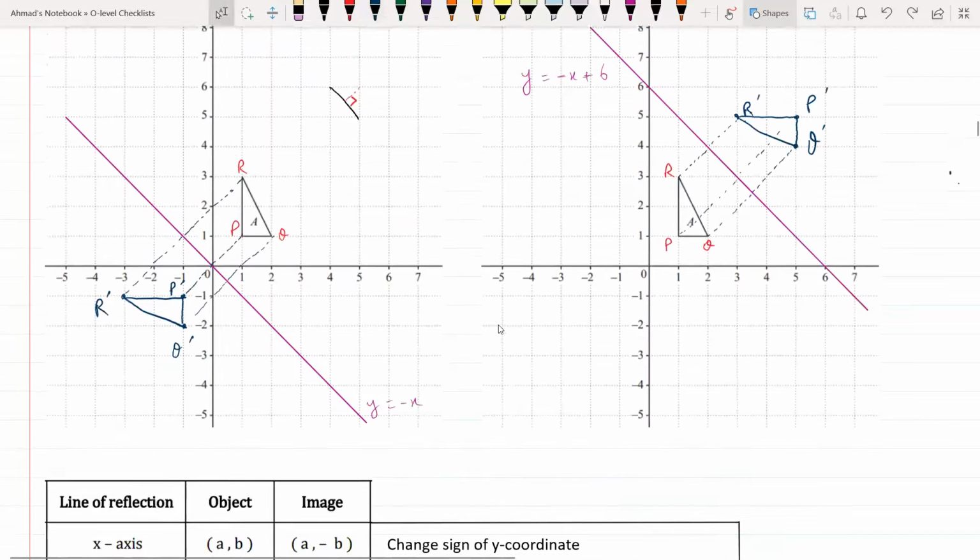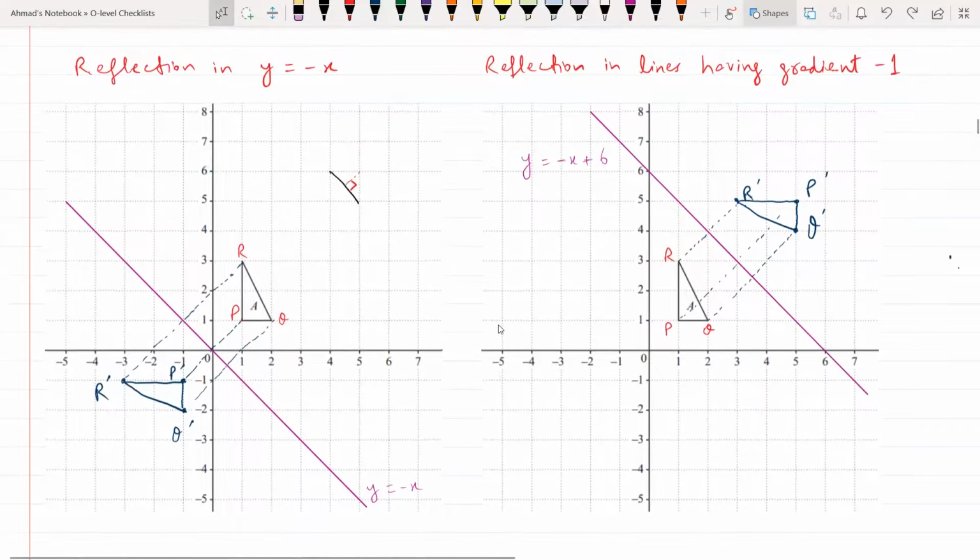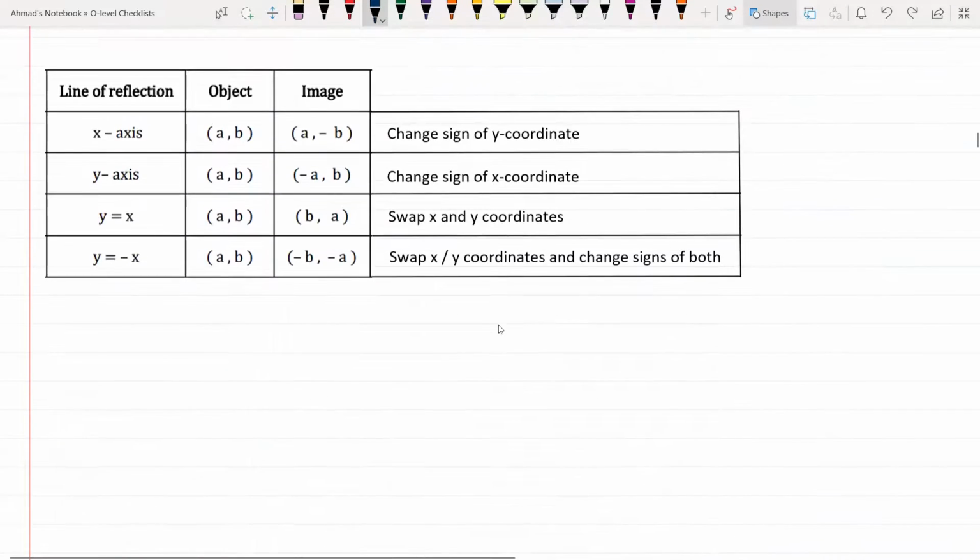So I would recommend that you learn this logic that we discussed here. But in any case, this is what happens for these common lines of reflection. एक्स एक्सिस में आप रिफ्लेक्ट करते हो तो क्या होता है, your y coordinate just changes sign. जब आप वाई एक्सिस में रिफ्लेक्ट करते हो तो एक्स कोऑर्डिनेट का साइन चेंज हो जाता है. जब आप y equals x में रिफ्लेक्ट करते हो, आपके ये कोऑर्डिनेट स्वैप हो जाते हैं. जब आप y equals minus x में रिफ्लेक्ट करते हो, so your coordinates swap and your sign also changes. दोनों चीजें एक साथ होती हैं, right? So if you remember it this way, this is what you do in that case.